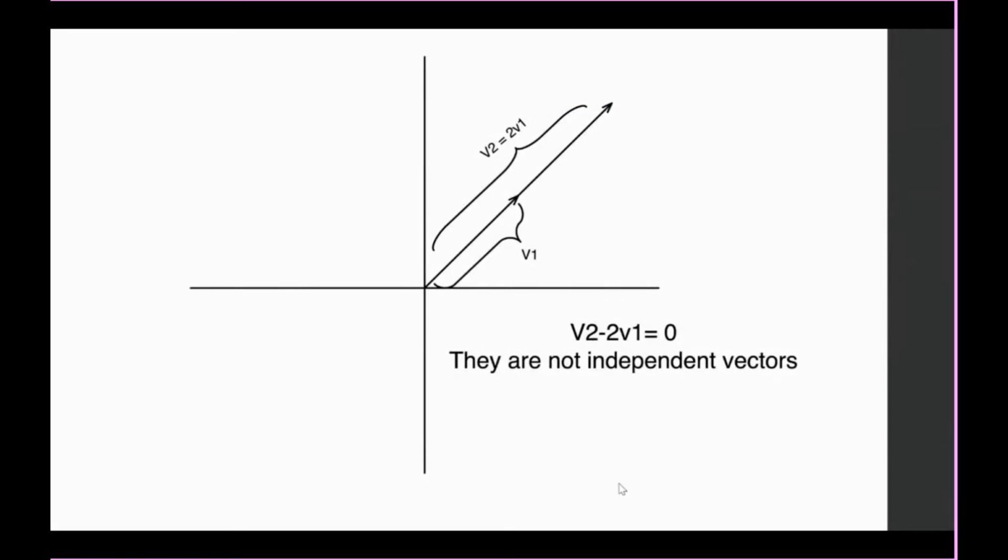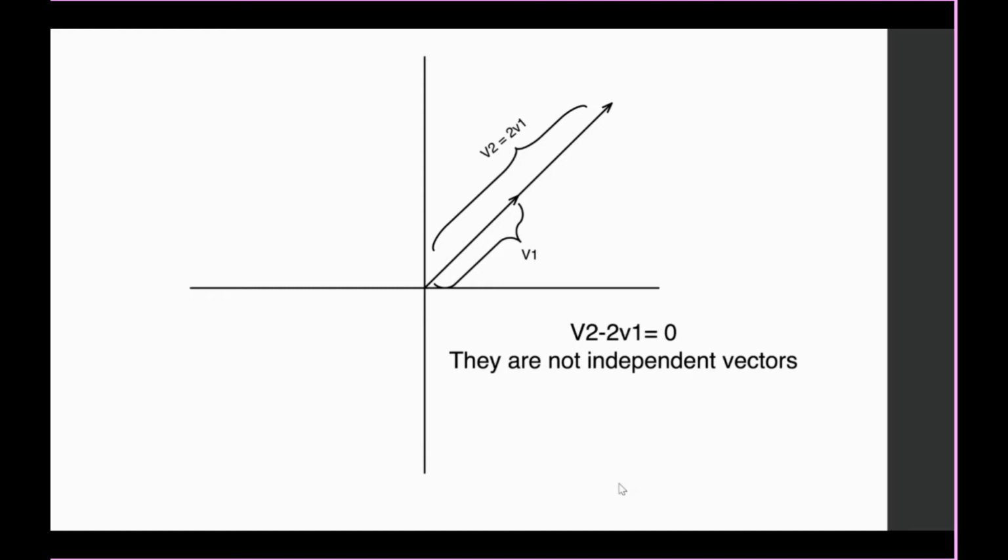Let us see this example. I choose vectors v1 and v2. v1 is a vector and v2 is nothing but twice of v1. If you see here, v2 is equal to 2 into v1. If I bring v2 to this side, v2 minus 2 v1 is equal to 0.